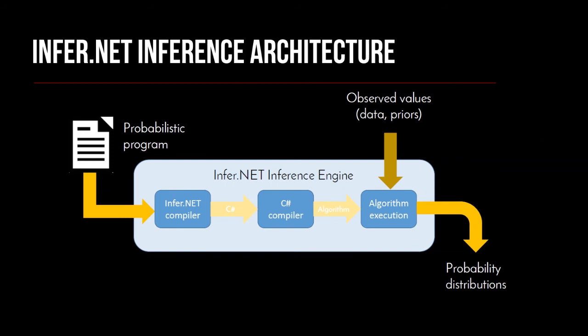The inference engine we used was Infer.NET. So the advantage of Infer.NET is that you write your own probabilistic program. Infer.NET has a compiler, and you use a C# compiler, and you get your probability distribution.